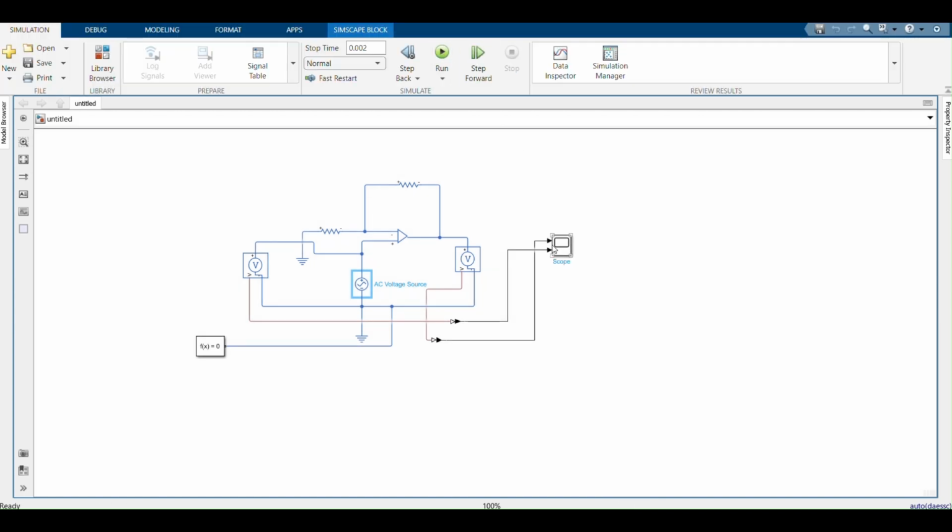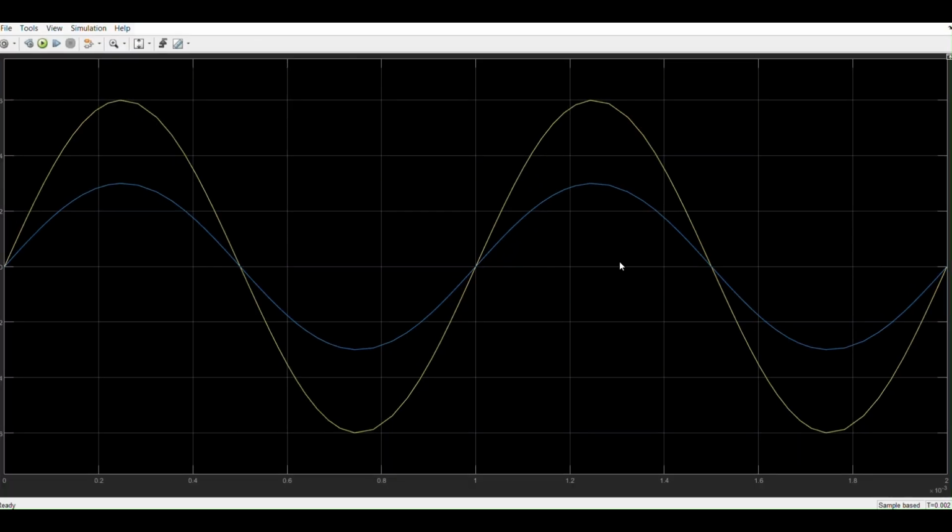After compiling, just double click on the scope to watch your waveform. Here it is. So this is the waveform of the non-inverting amplifier.